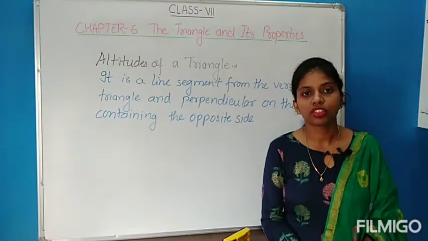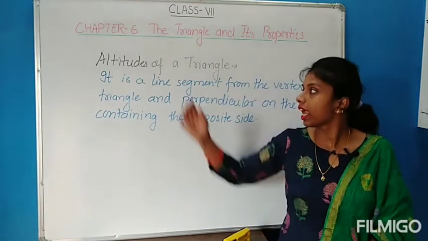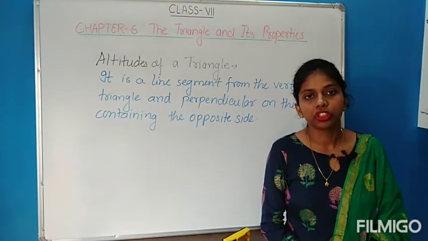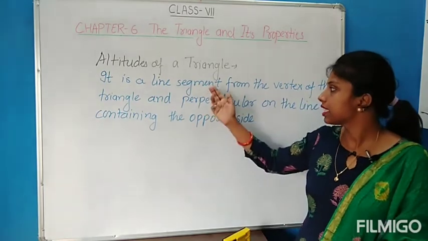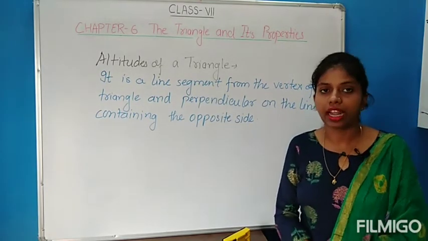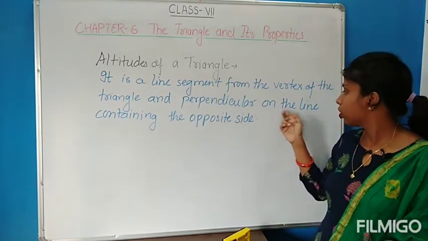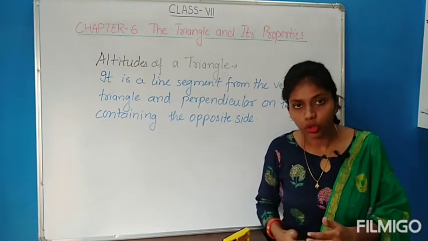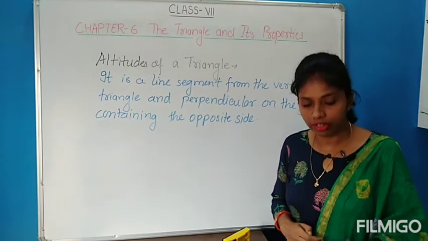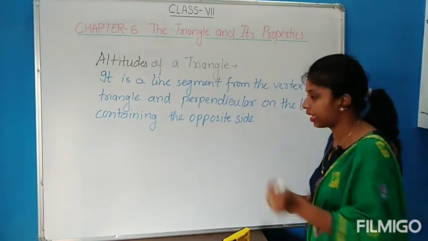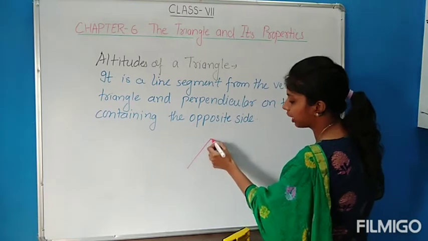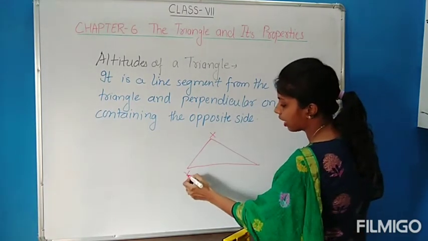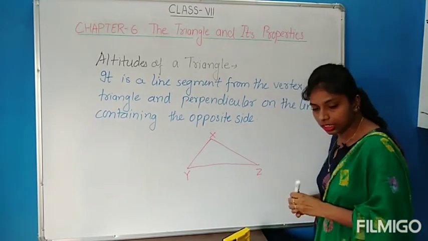The last topic of this video is altitude of a triangle. So how can we define the altitude of a triangle? It is a line segment from the vertex of the triangle, perpendicular to the line containing the opposite side. Now I am going to explain the altitude of a triangle with the help of an example. Suppose I am going to take any triangle XYZ. So this is a triangle.